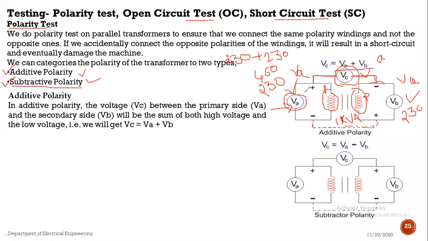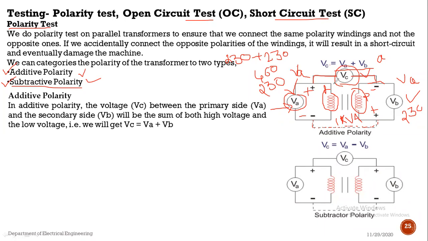Additive polarity means that here it is positive, here it is negative, here it is negative, here it is positive. Positive, negative, and then negative, positive. These are the polarities, and this is called additive polarity. The meaning of additive is that it adds. These two voltages add to each other.